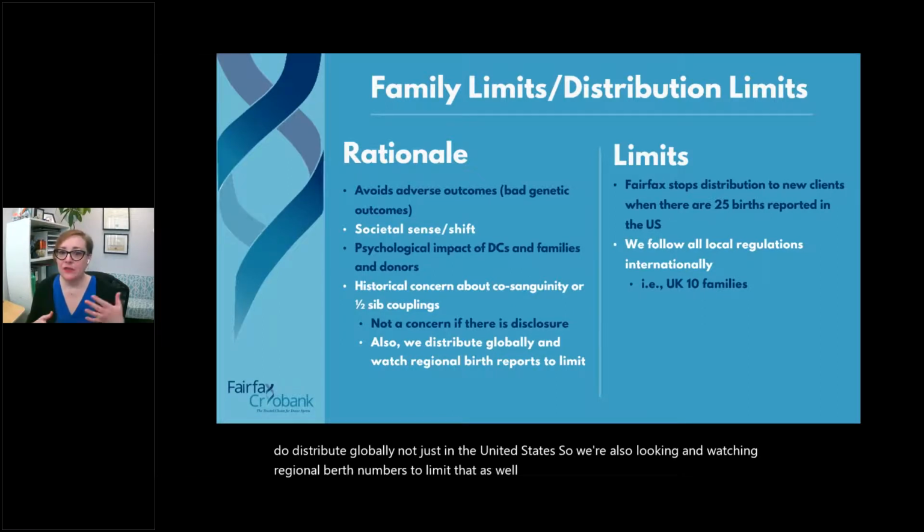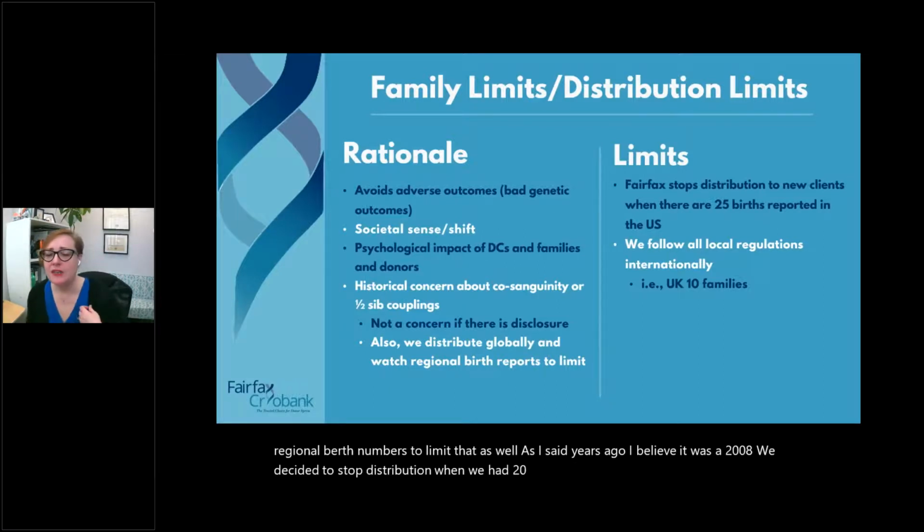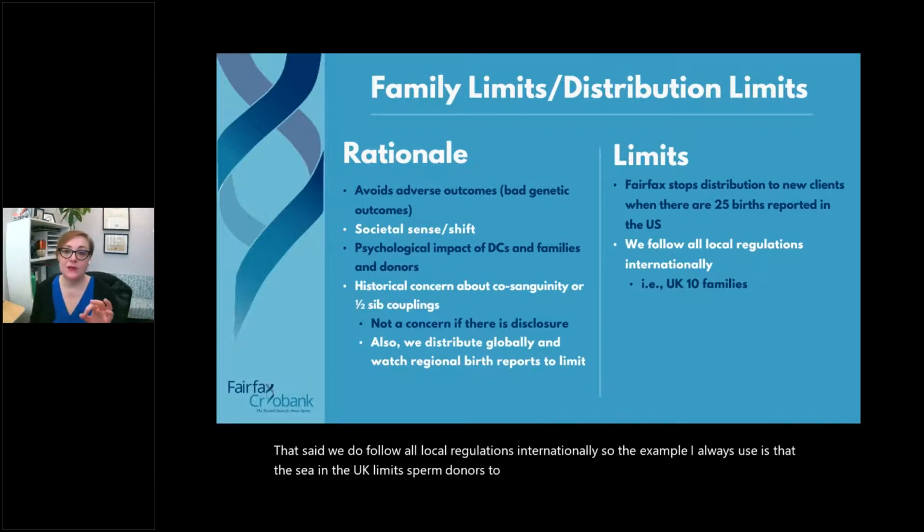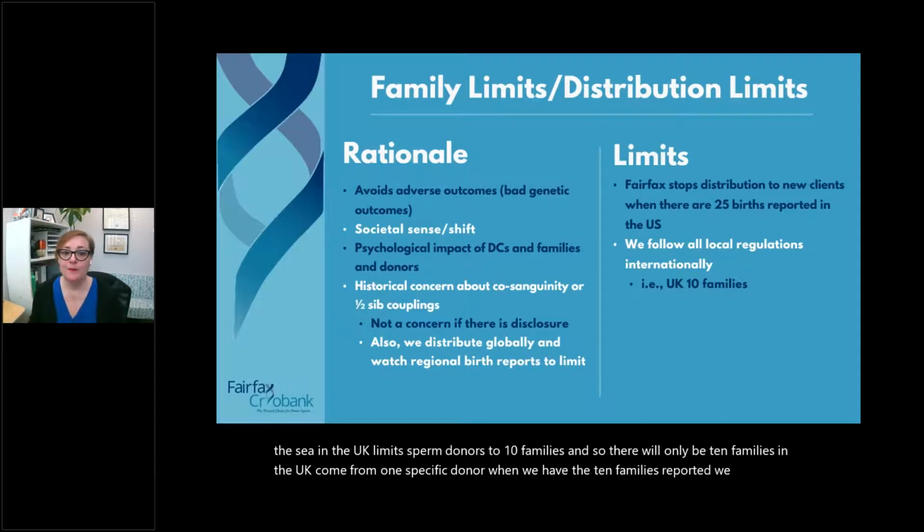As I said, years ago, I believe it was 2008, we decided to stop distribution when we had 25 families reported. That said, we do follow all local regulations internationally. So the example I always use is that the HFEA in the UK limits sperm donors to 10 families. And so there will only be 10 families in the UK from one specific donor. When we have the 10 families reported, we will stop distribution there.